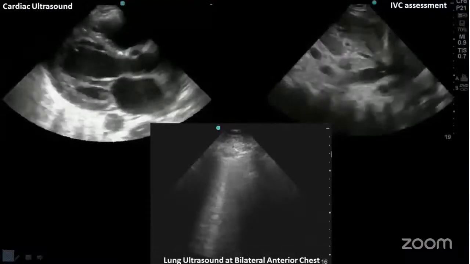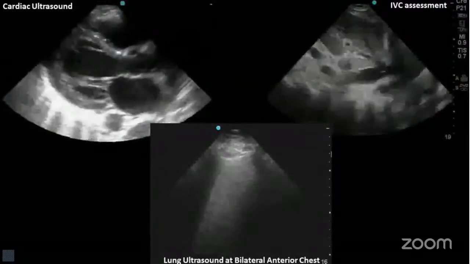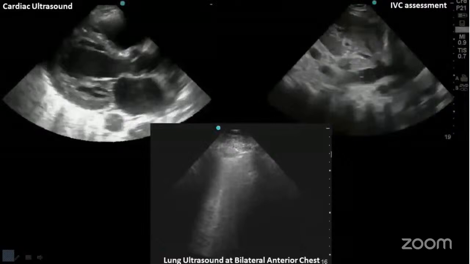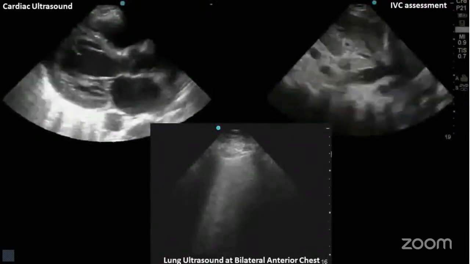So let's take this on a bit of a test run. I'll show you some images, and we'll practice figuring out which form of shock these images would most appropriately be lumped into. So if we look here, we have a parasternal long axis view in the upper left-hand corner, a longitudinal view of the IVC in the right-hand corner, and a lung ultrasound view at the bottom.